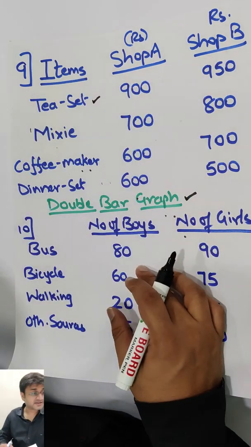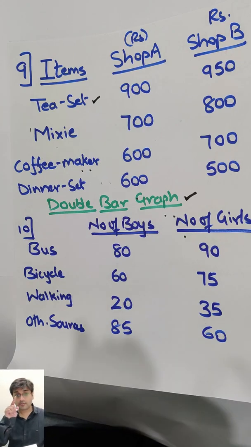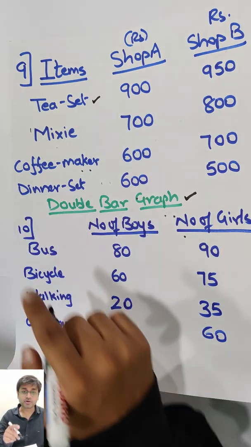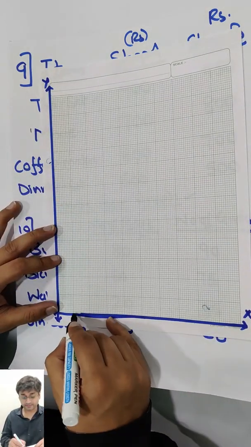I hope you are enjoying this. So the last one, sum number 10. Again double bar graph. Pause right now. On your own you must get it. Come on, try it. So it's already X and Y written.